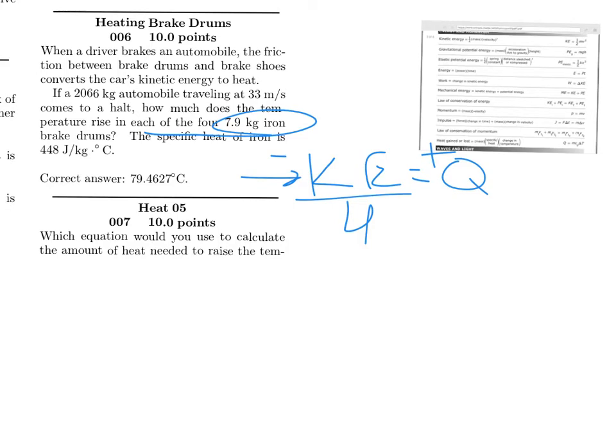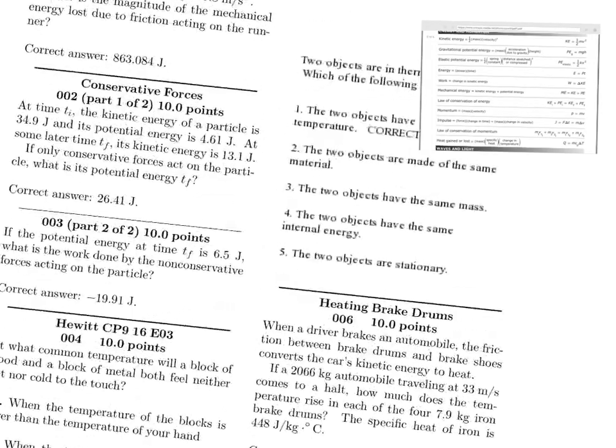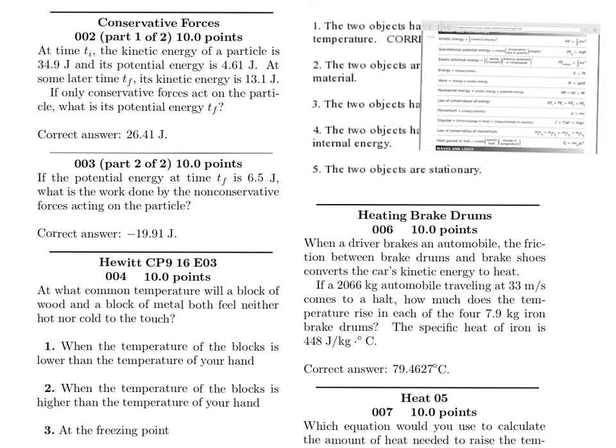Now let's look at the next question. The next question we're going to do is question 2, actually. At time t initial, the kinetic energy of a particle is 34.9 joules, and its potential energy is 4.61 joules. At some time later, the kinetic is now this, so you would expect the remainder to be potential, right?